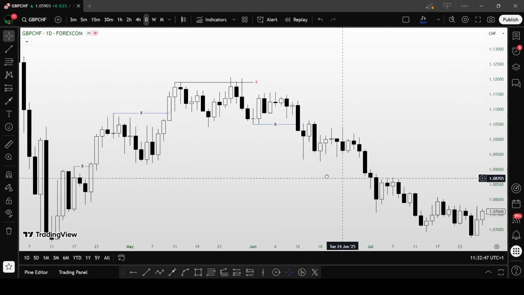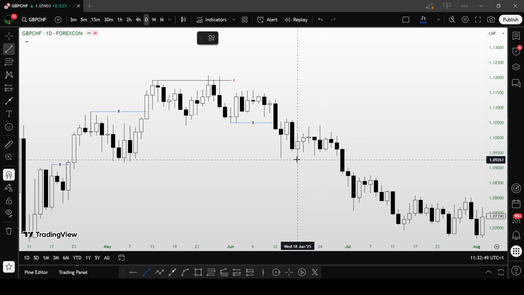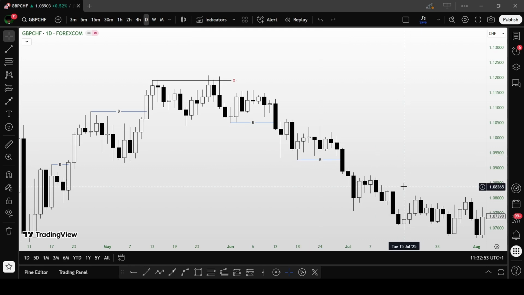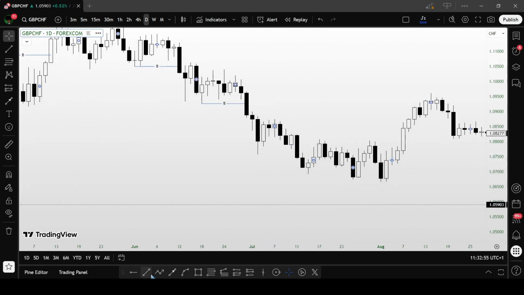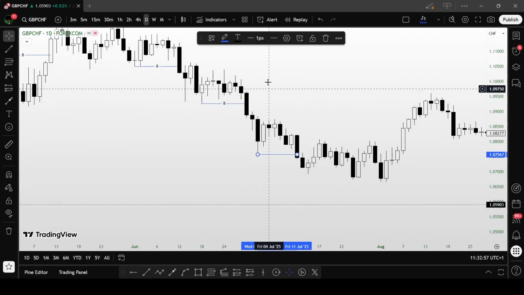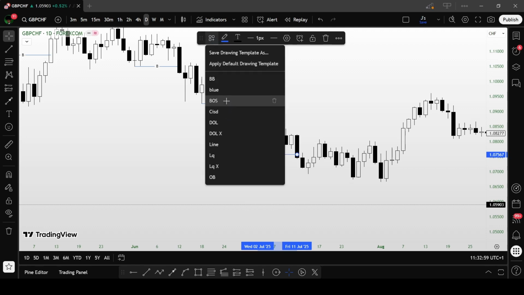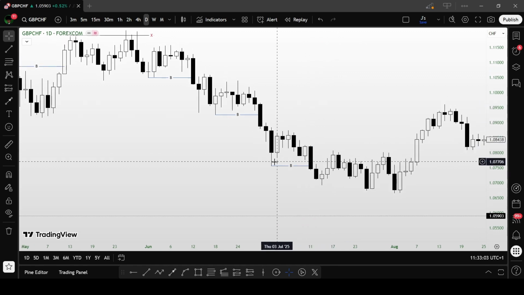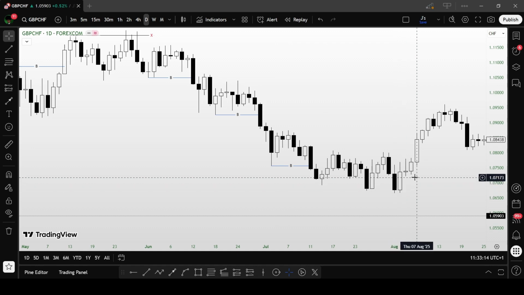So this is also a break of structure. We have another one here making a new low. All right, so we're marking a new low over there. Okay, another one happened around here. So all these ones now, they're basically break of structures. It's just basically saying this here is a low, this is a low, and they got violated, because price made a lower low. So that is what it means there.